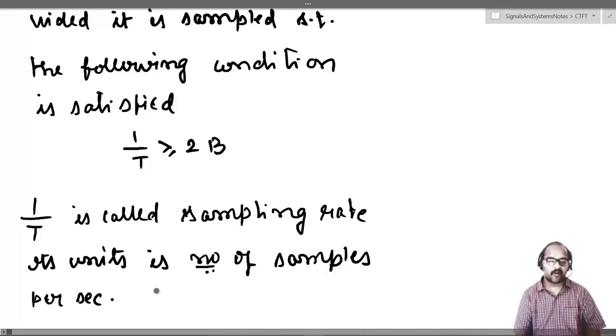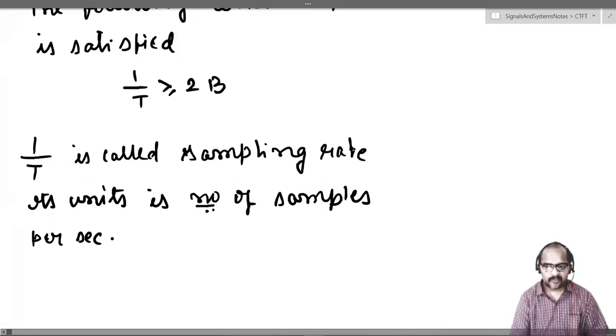Sometimes they call it hertz, but we should be careful. The unit of sampling rate is samples per second, and the unit of B is hertz. Sometimes they call sampling rate also hertz, but let us avoid that. If they use it in the GATE exam, that's okay, but still we will use number of samples per second.